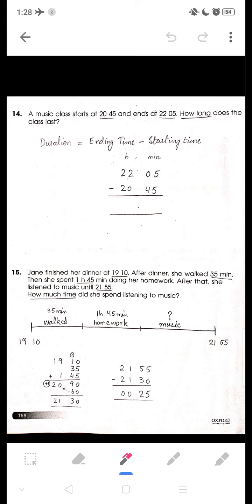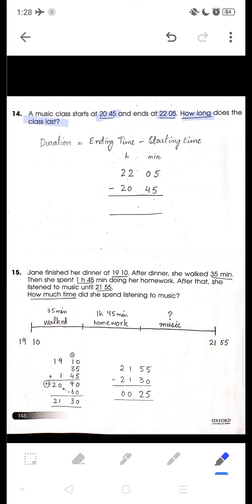These are the word problems related to time. A music class starts at 20:45 and ends at 22:05. The starting time and ending time are given. How long does the class last? Class last means what is the duration, how much time it took.